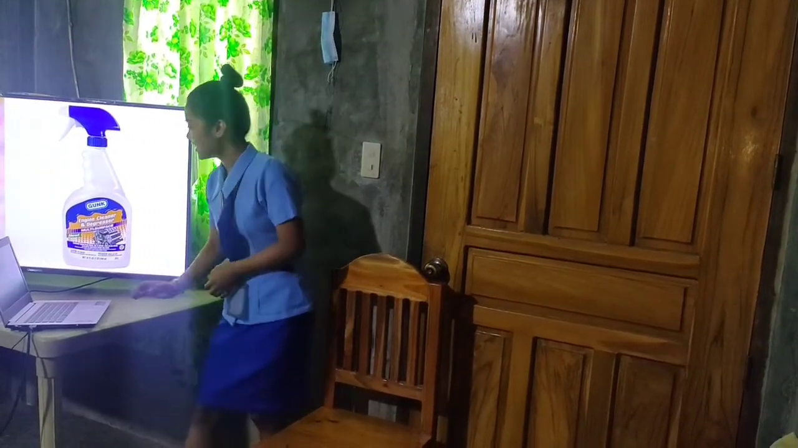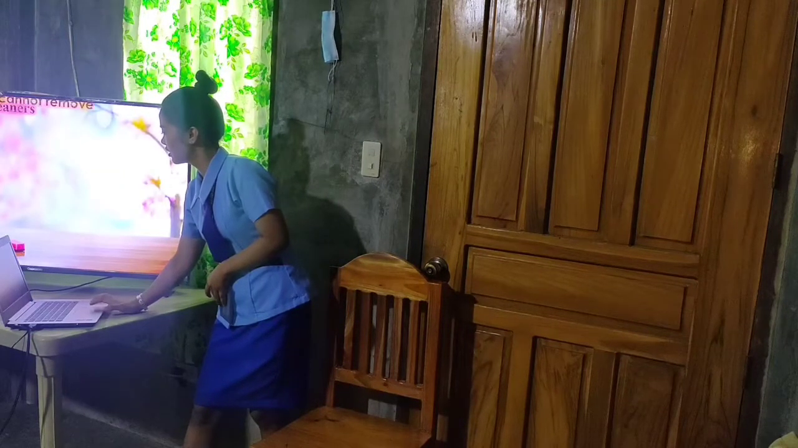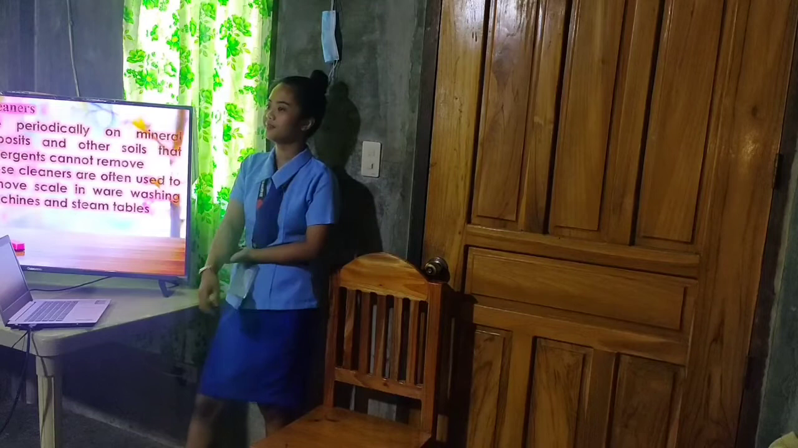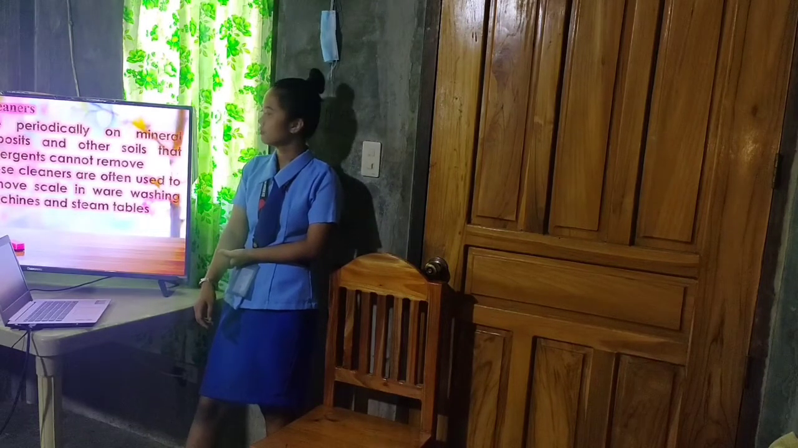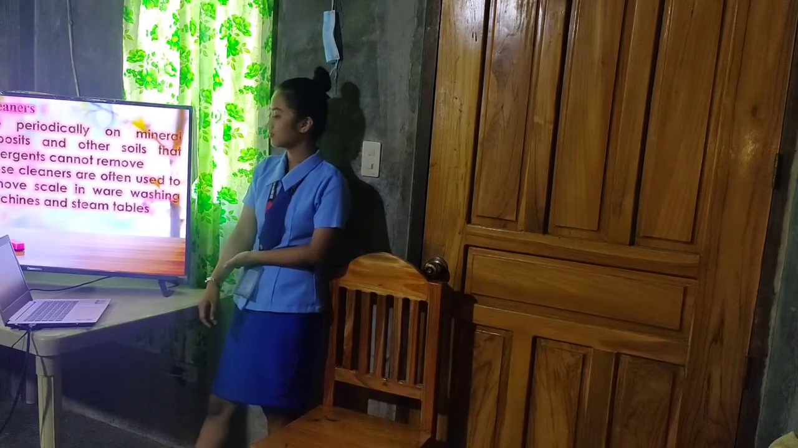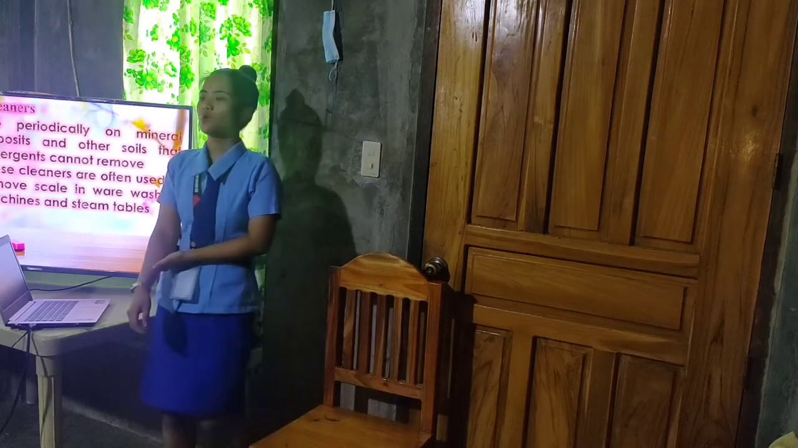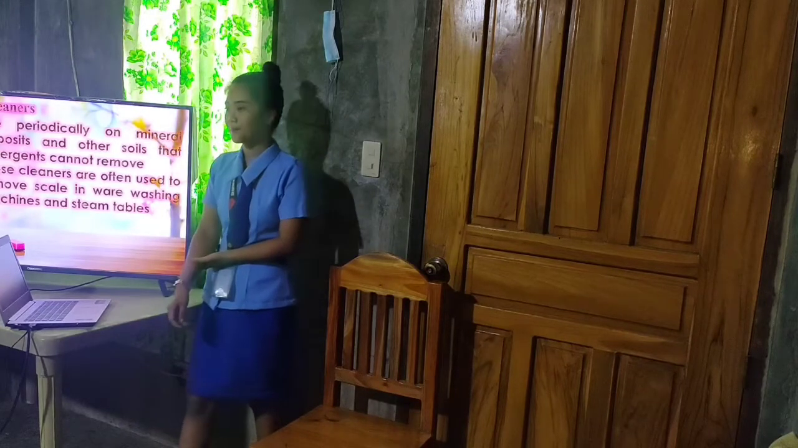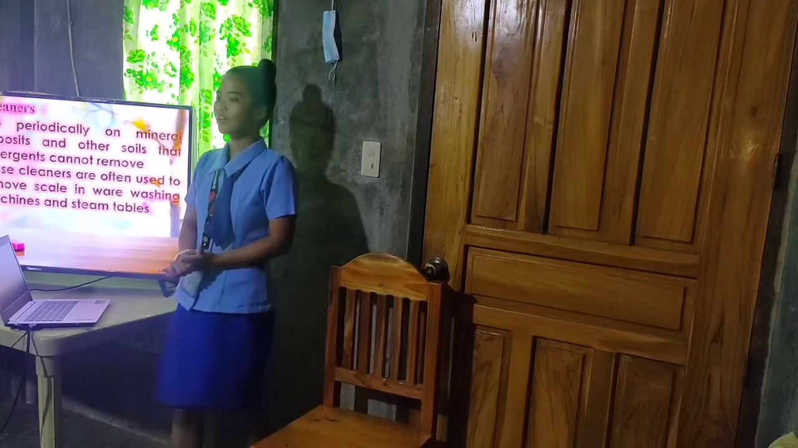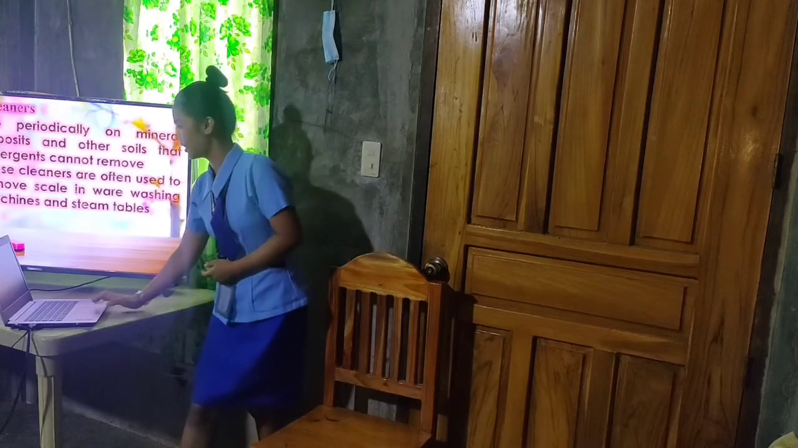Okay, next is acid cleaners. Okay, pass the pen. It is used periodically on mineral deposits and other soils that detergents cannot remove. These cleaners are often used to remove scale in ware washing machines and steam tables. So, ang acid cleaner ang pinakamatapang sa 4 na uri ng cleaning agent. Kaya kailangan na mag-ingat sa paggamit nito. Kung ang mga ito ay hindi nagamit ng tama, ay maaari itong makapinsala. Narito ang halimbawa ng acid cleaner.